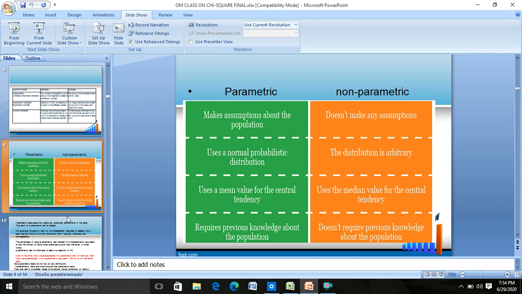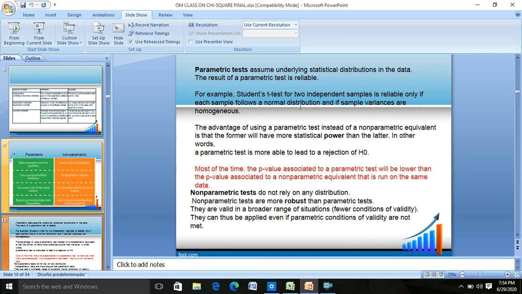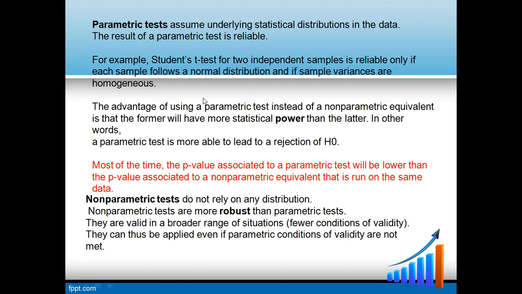Now coming to the next slide, we have parametric tests. It's the same parametric test and non-parametric test. A parametric test assumes an underlying statistical distribution in the data. The result of a parametric test is reliable. For example, the student's t-test for two independent samples is reliable only if each sample follows a normal distribution and if the sample variances are homogeneous.